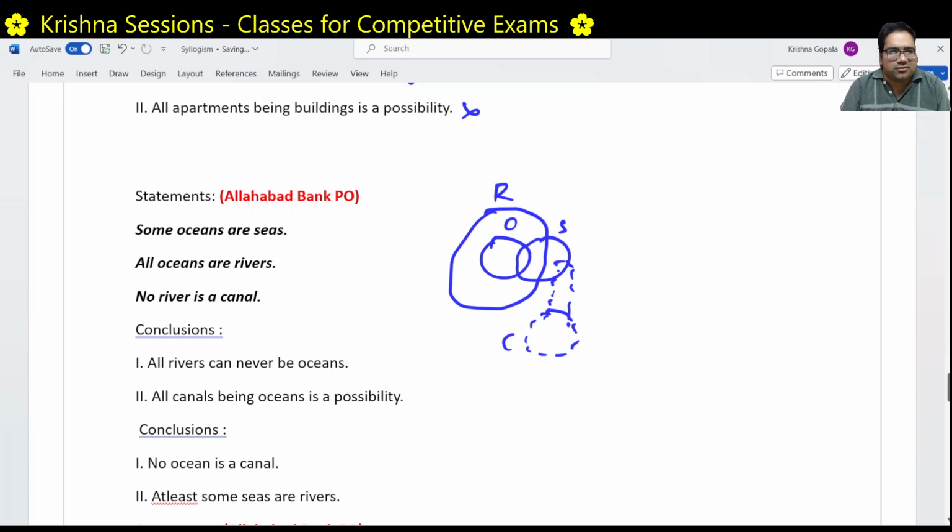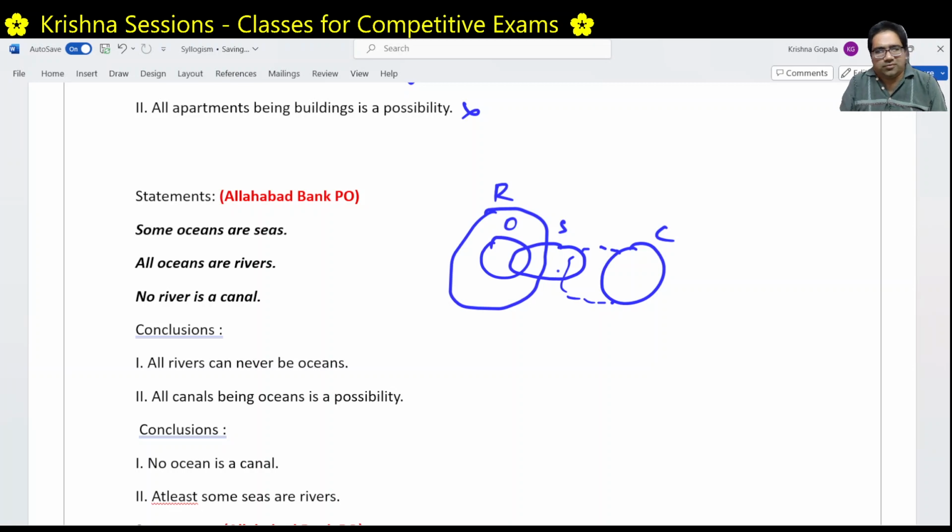We can draw canal like this also. Or I will draw something like this. I'll draw it better. Some oceans are seas. This is seas. Canals, we can draw canals like this, or we can draw canals like this also. Canal can have some intersection with sea. Nothing is stopping us.